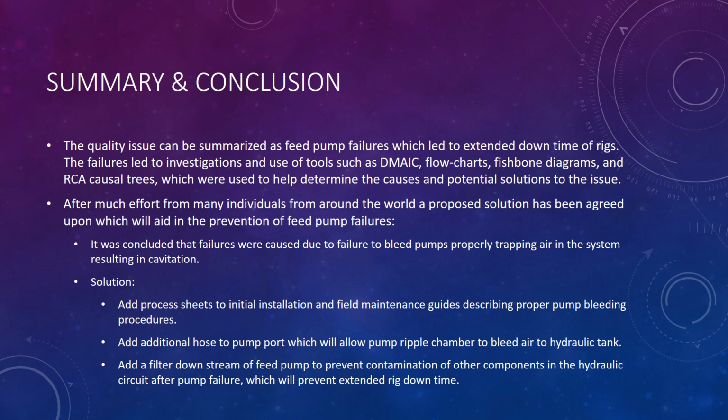Also, we plan on adding a high pressure filter downstream from the pump, because when these pumps fail, it's catastrophic and it sends tons of brass into the system. By adding this filter at the outlet of the pump, we will trap all of that contaminant and prevent it from flowing through the rest of the hydraulic system, which ruins downstream components.